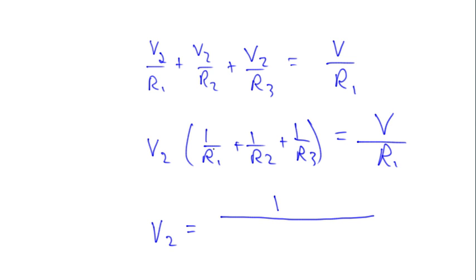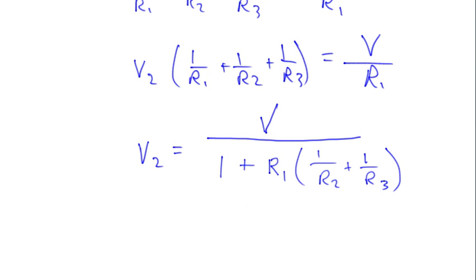So I think I'll distribute the R1 partially. So it's 1 plus R1 times 1 over R2 plus 1 over R3. That pretty clearly makes it clear that it's a voltage, because the bottom is unitless. I got 1 plus resistance times something that's got units of 1 over resistance.